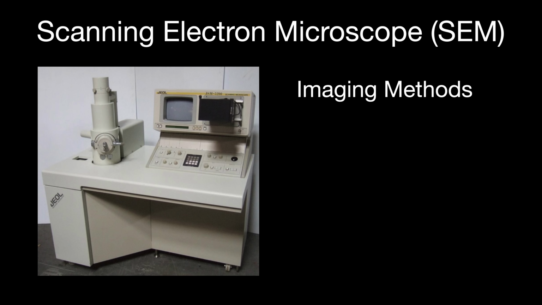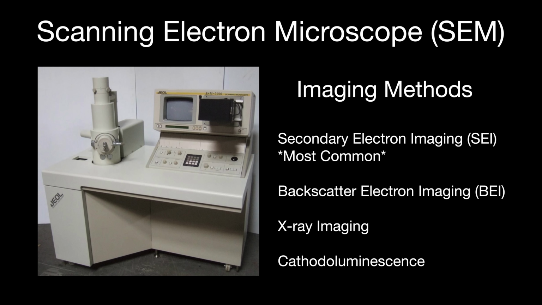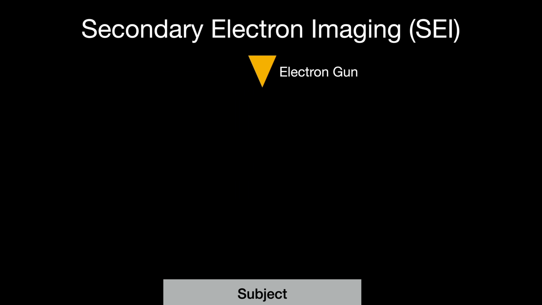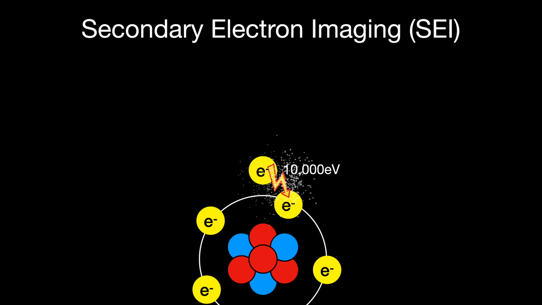In a scanning electron microscope, or SEM for short, images are usually created using something called secondary electrons. There are other methods, but secondary electron imaging is definitely the most common. Here's how it works. We shoot high-energy electrons at a single spot on our subject to be imaged. This high-energy electron crashes into a sample surface and interacts with one of its atoms, transferring a small fraction of its energy to an electron in the atom.